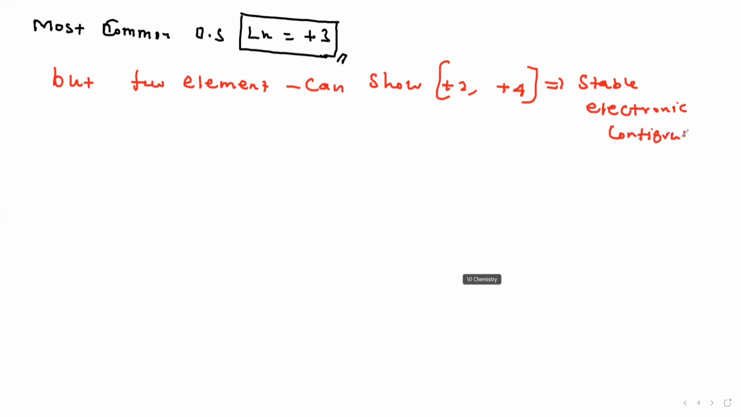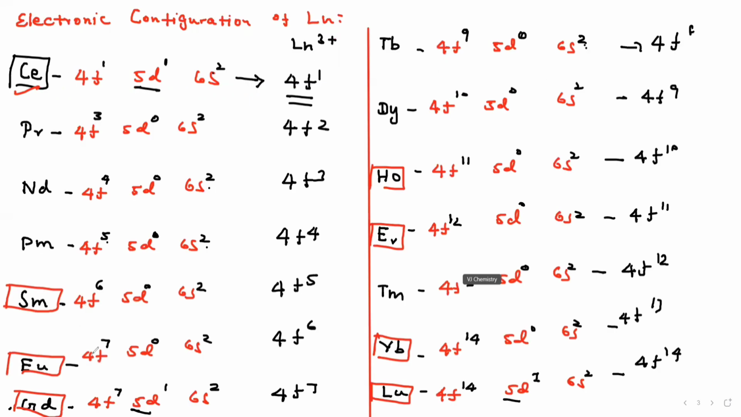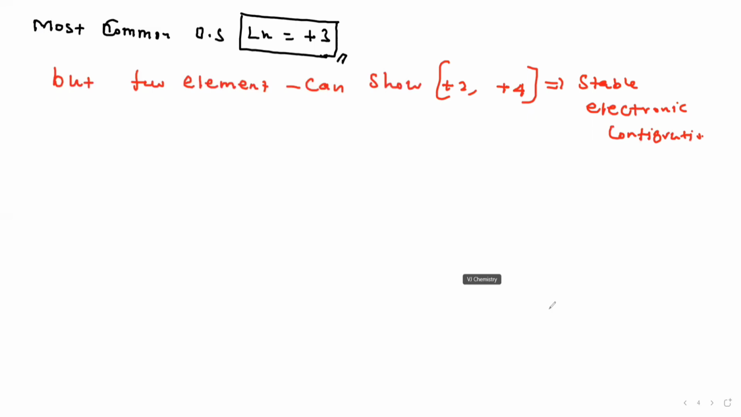Now see the electronic configuration. First example, take europium. What is the configuration? 4f7, 5d0, 6s2, right? Take europium, very important from the exam point of view. Europium configuration: 4f7, 5d0 and 6s2.